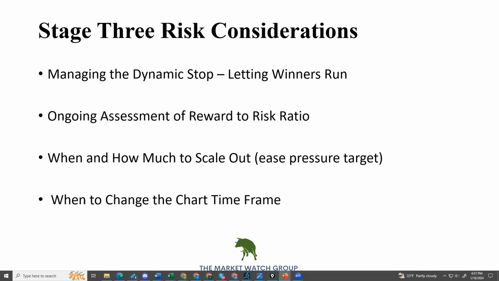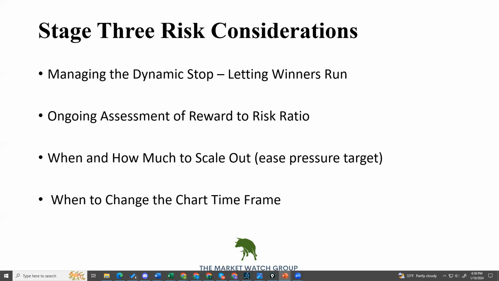We want to maintain an ongoing assessment of the reward to risk ratio. So if we start with a 3-to-1, and then all of a sudden the stock goes $2 in the right direction, now we're risking 4 to make 4. We're at 1-to-1. I don't want it to drop much more. At that point, I need to take $1 or 2 off and start to move the stop. Maybe I move the stop halfway to break even.